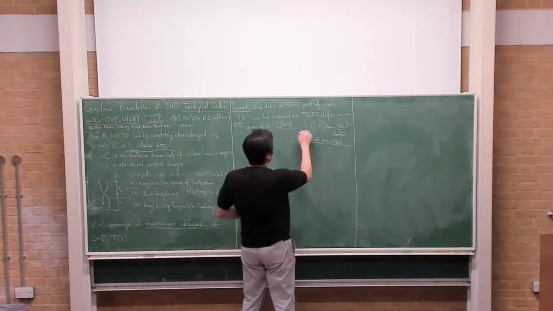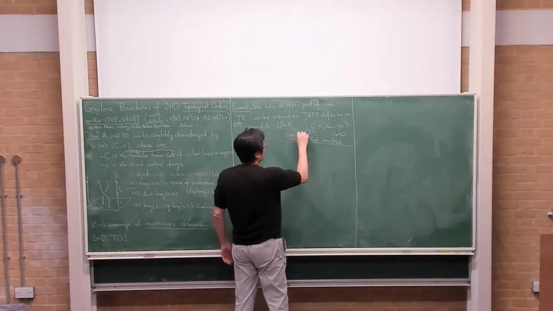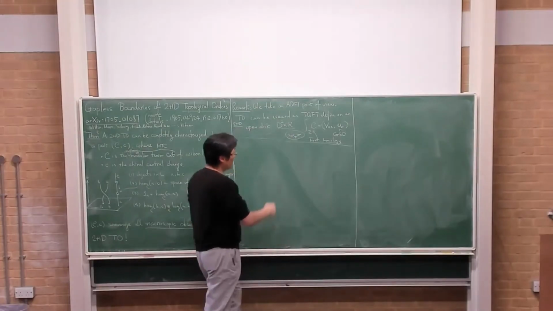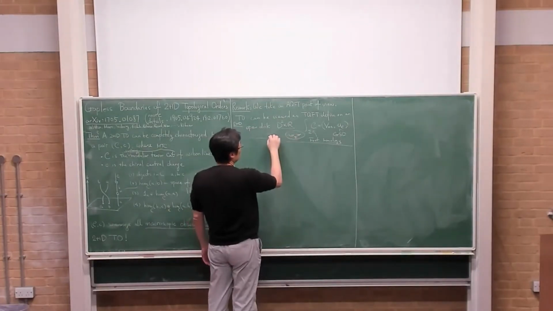Yes, Sigma is a space manifold. So it's a surface, a space manifold.